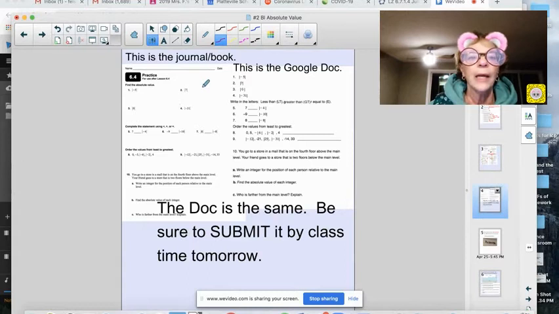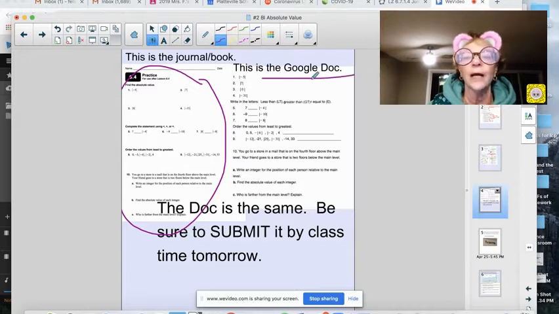Your journal page looks just like this. And this is the Google Doc, which we made to look exactly like that. So you can get on to this Google Doc, type everything in, submit it by class time tomorrow.